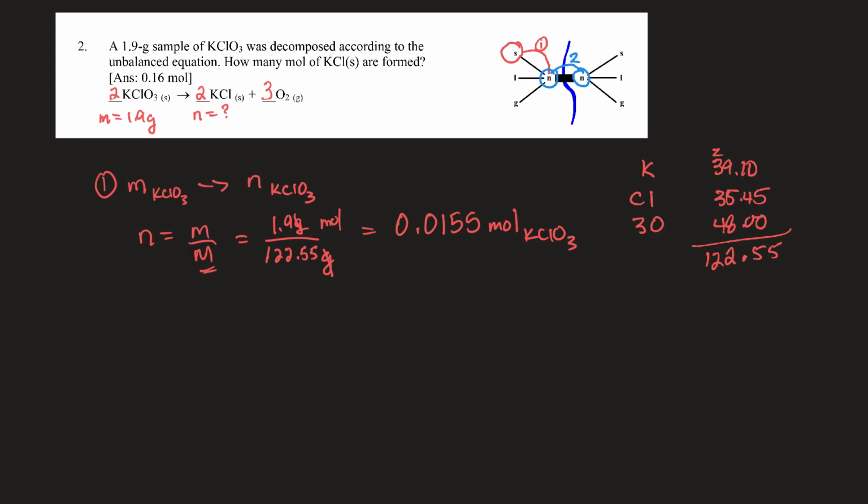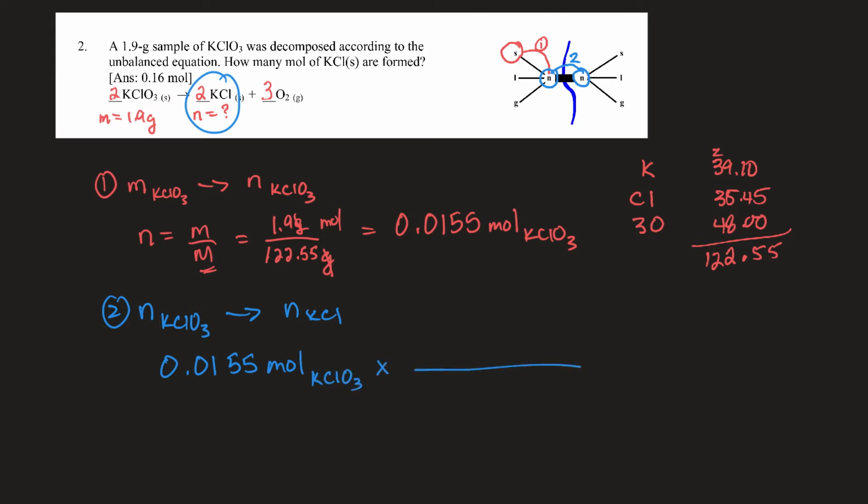Okay, step 2, I'm going to take the moles of KClO3 and convert it to moles of KCl. And to do that, I use the molar ratio. So I write down what I have, 0.0155, etc. Keep that number in your calculator, of KClO3, times the mole ratio. And the mole ratio are these numbers here. Oh, it's the same number. Nice. So I would say 2 moles of KClO3 produce 2 moles of KCl.